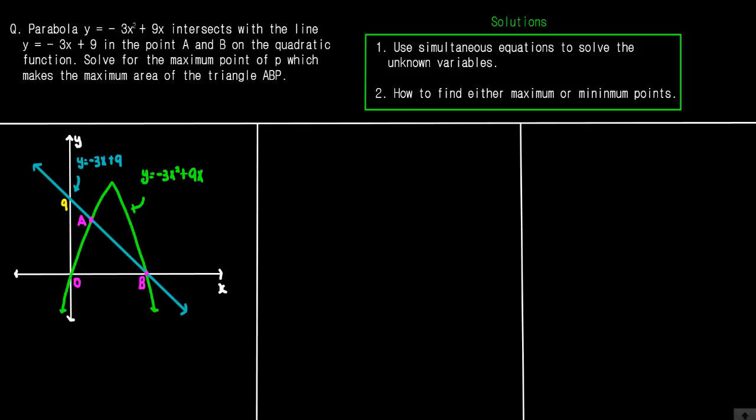On the coordinate plane, there are two kinds of graphs. The first graph is y is equal to negative 3x squared plus 9x, which is a quadratic function, which means when you graph it, it is going to be a parabola. The second one is a straight line, which we usually call a linear function, which satisfies y is equal to negative 3x plus 9.